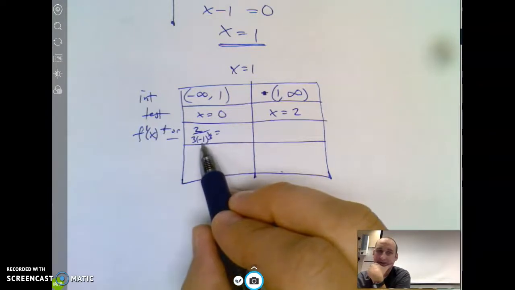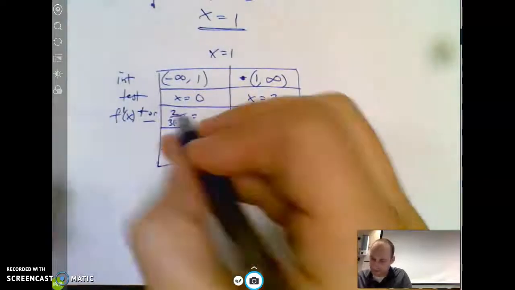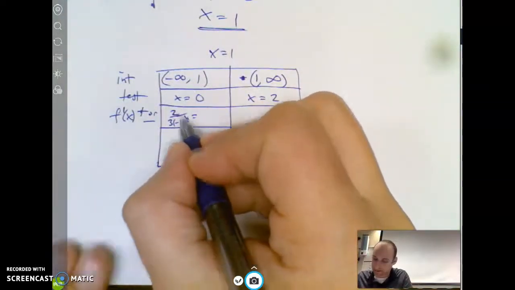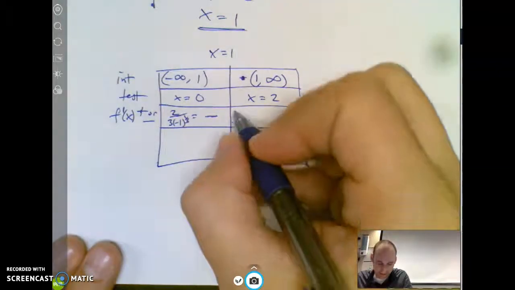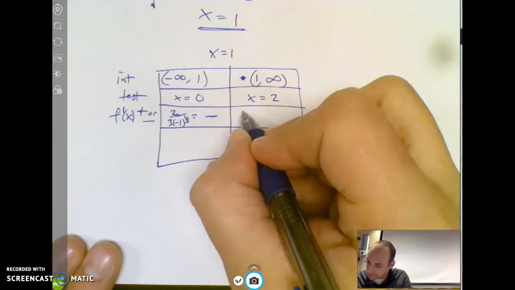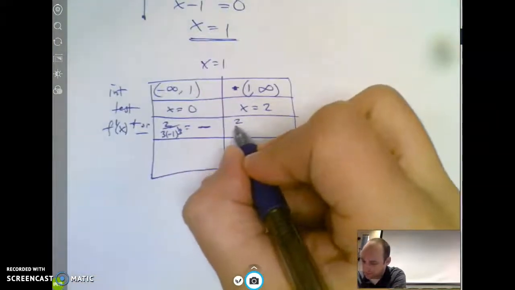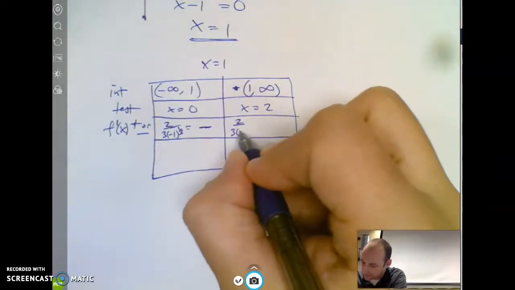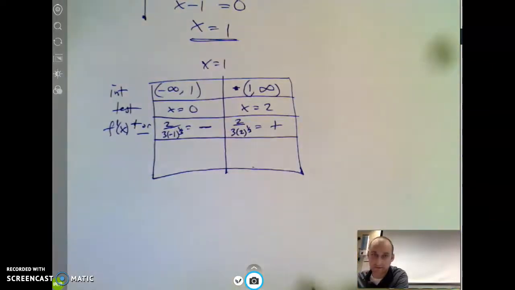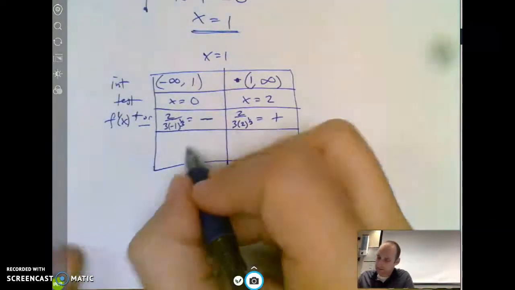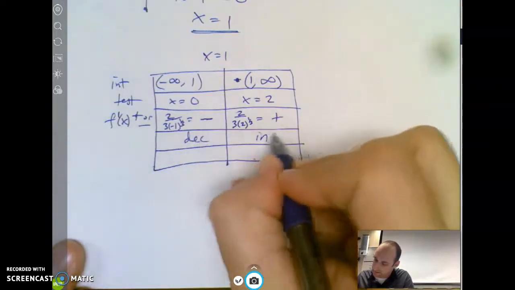So if I put in a negative 1 to this equation, negative 1 to the 1/3, you could type in your calculator, you'll see it comes out as a negative number. Remember, I never care what the number is. I just care is it positive or negative. And same here. You're going to put in the derivative 2 over 3 times 2 to the 1/3. Well, that's a positive. Everything there is positive, so it's positive. So you have decreasing and then increasing.